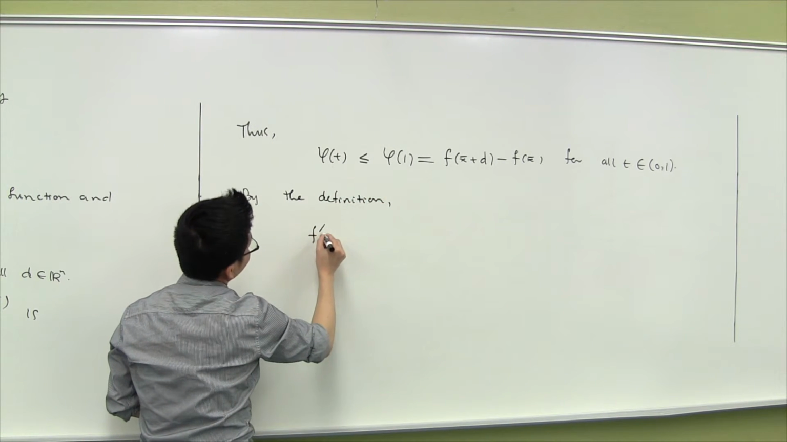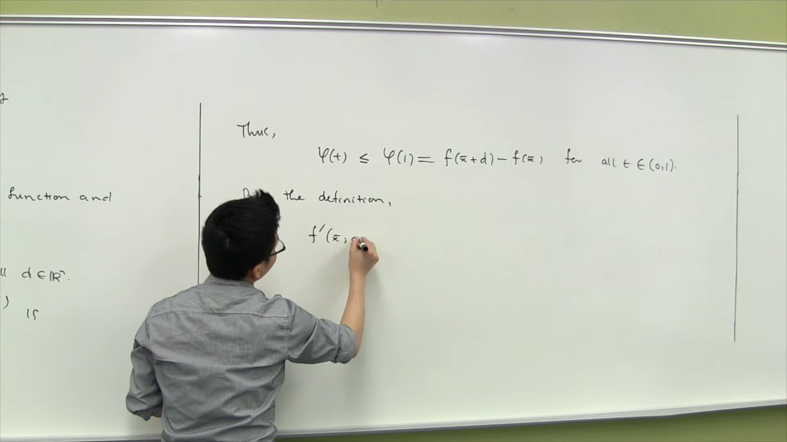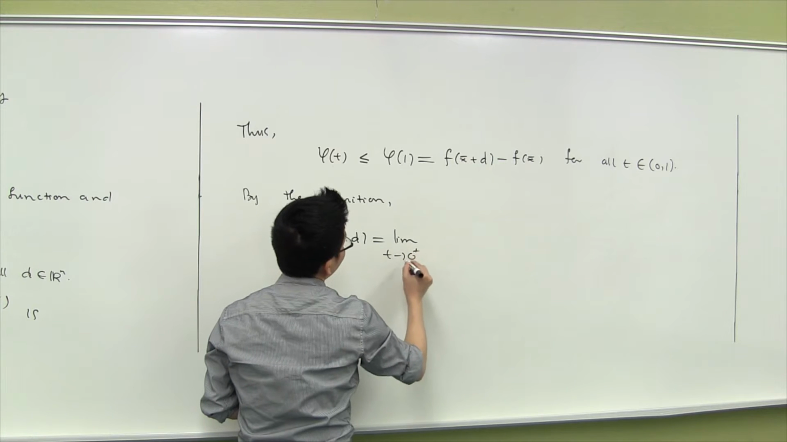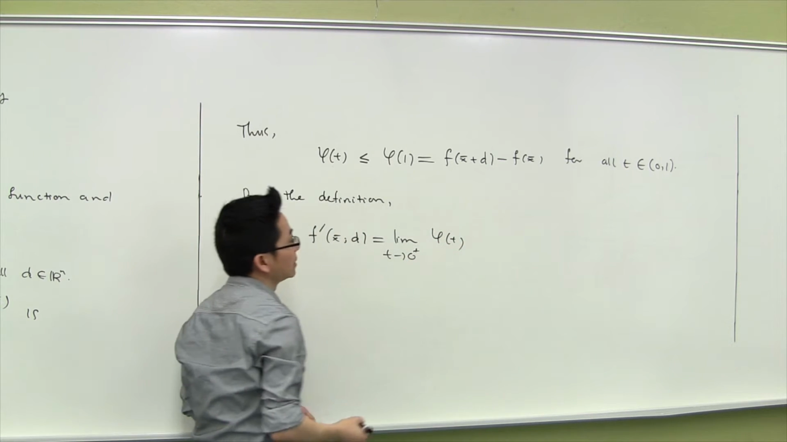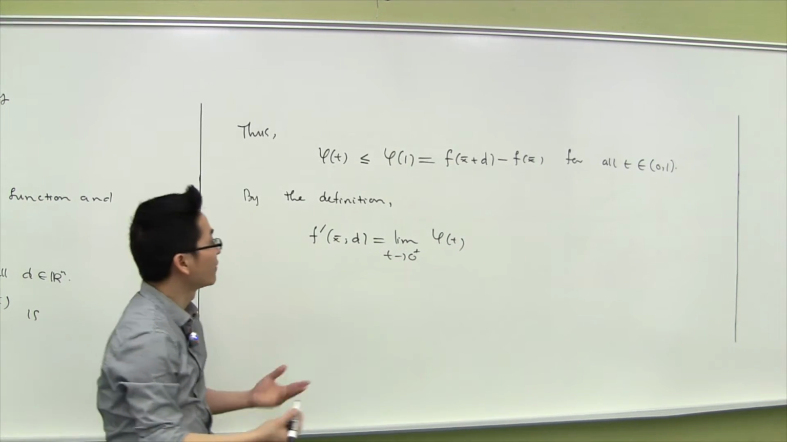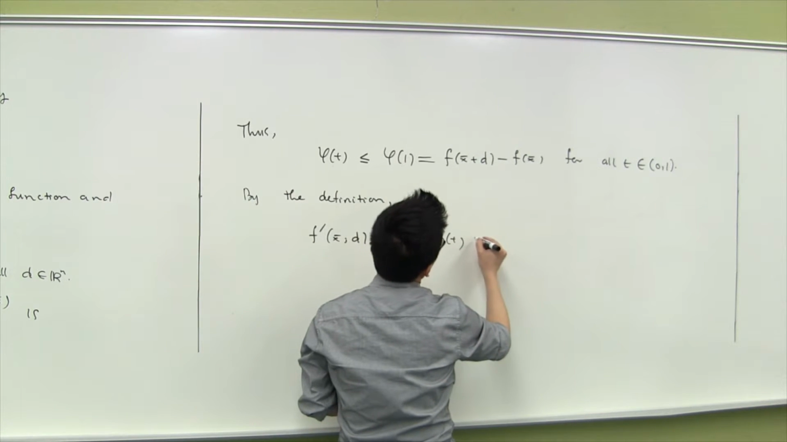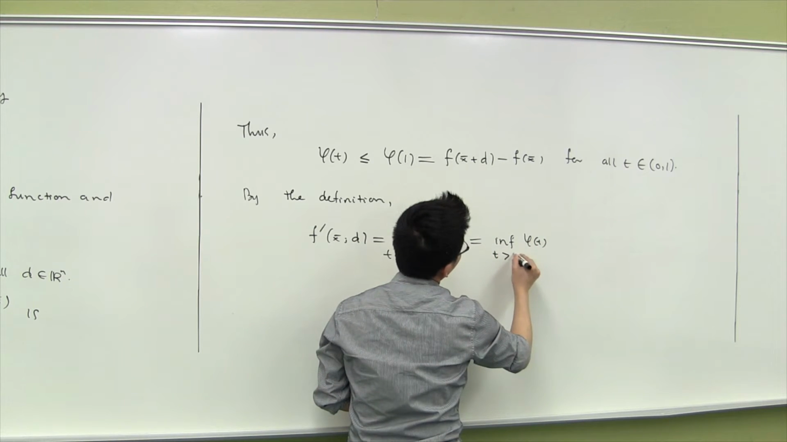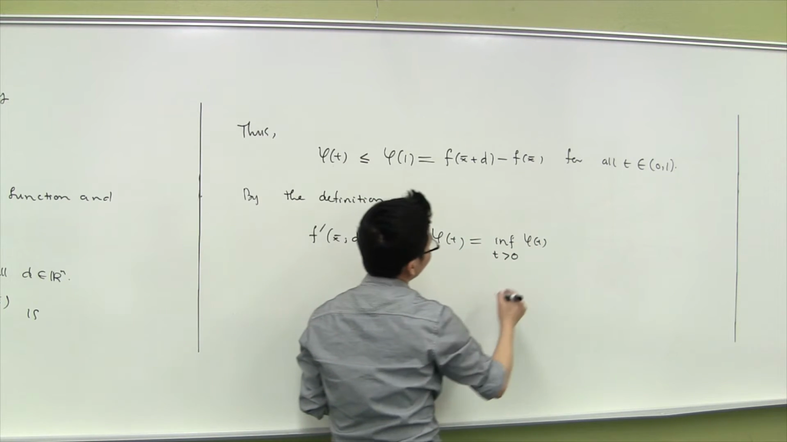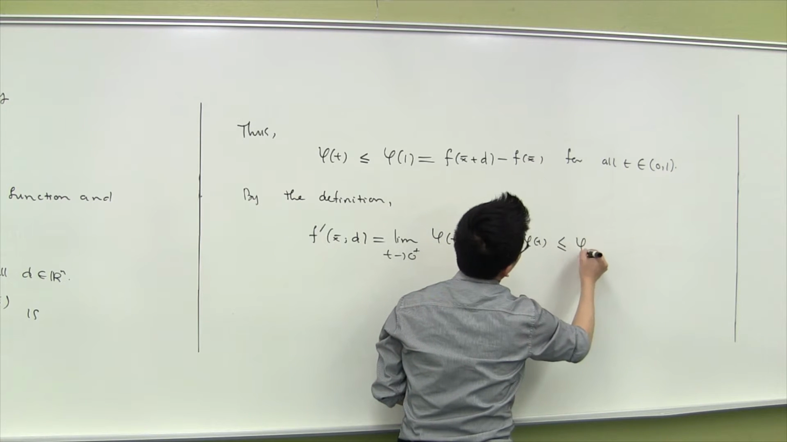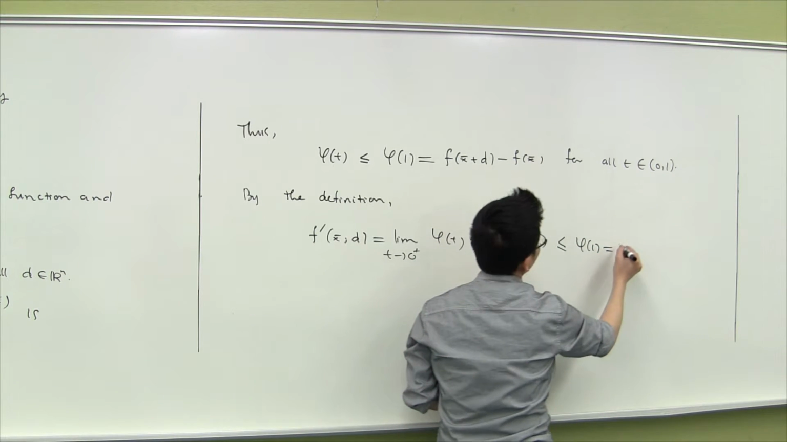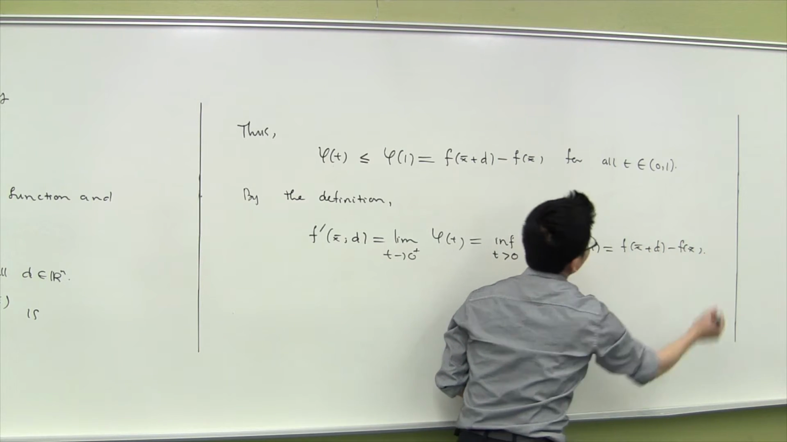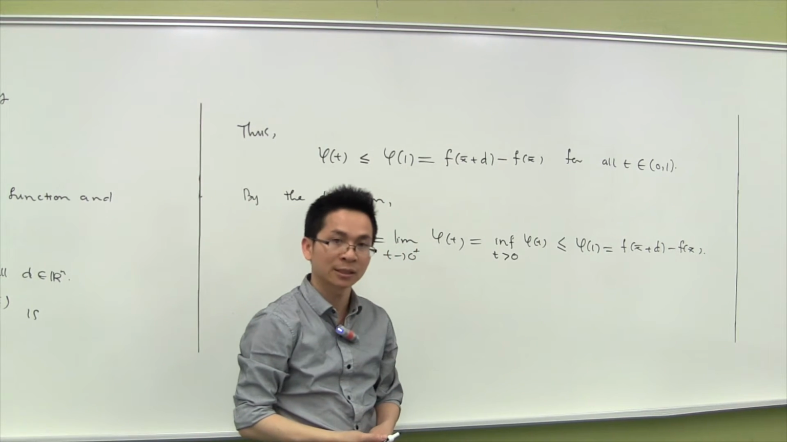The directional derivative of f at x bar in the direction d is the limit as t approaches 0 from the right of phi(t), as seen from the previous proof. And therefore, this is the same as the infimum of phi(t) for t greater than 0. So this is obviously less than or equal to phi(1), which is f(x bar) + d - f(x bar). Okay, therefore the proof is complete.